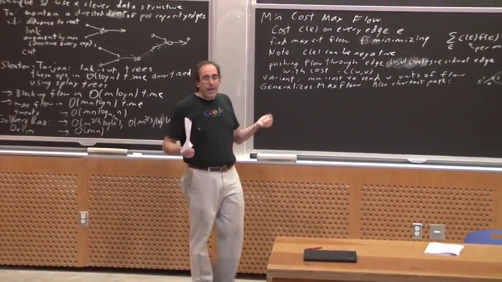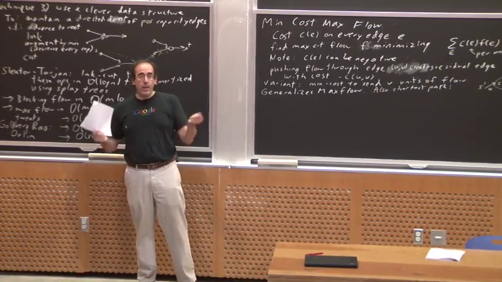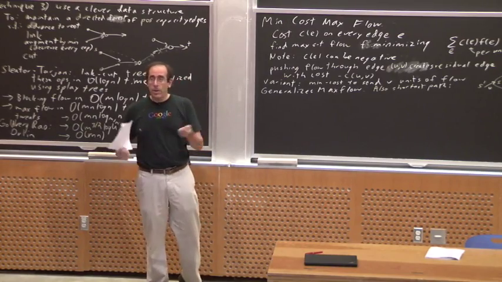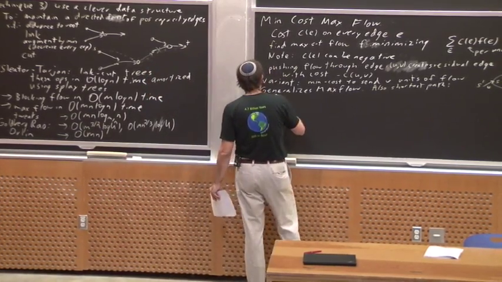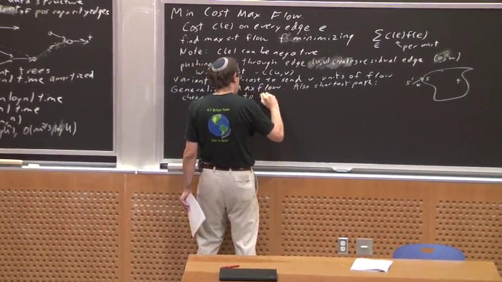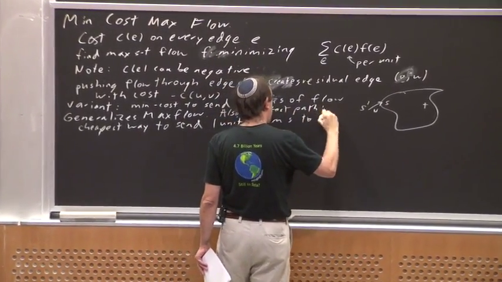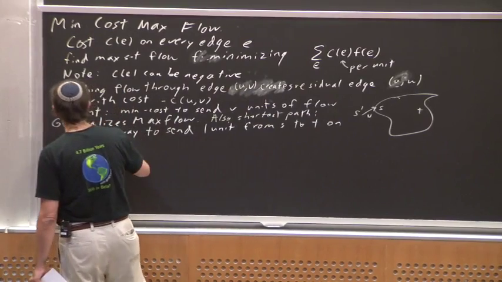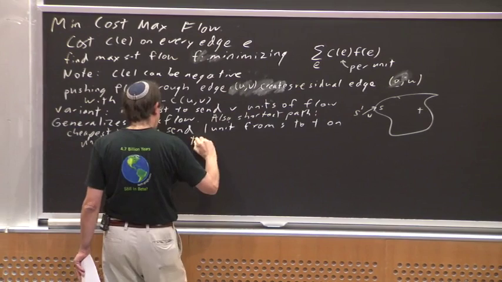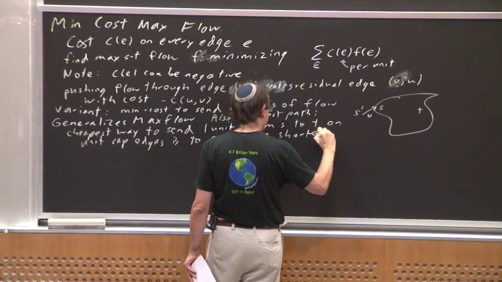I claim that the best way to send 1 unit of stuff from S to T, that is the cheapest way to send 1 unit of stuff from S to T, is to send it on a shortest path, according to the cost metric, right? So the cheapest way to send 1 unit from S to T on unit capacity edges is to send that unit on a shortest path.